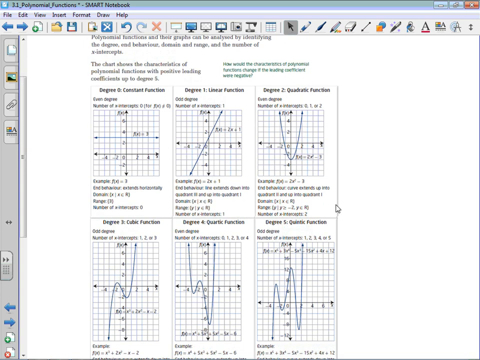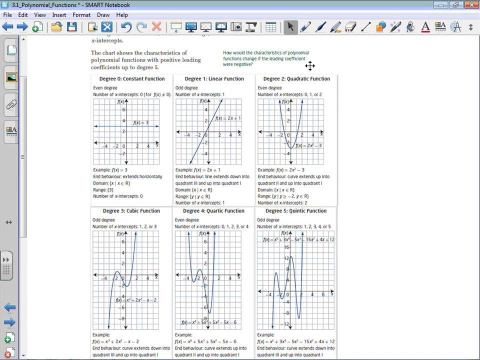Now, a really, really big caveat is in green here. What happens when the leading coefficient is negative? If the leading coefficient is negative, it is very much like what we talked about in chapters 1 and 2, that it would be a reflection across the x-axis. So if the leading coefficient was negative for degree 1, my function would look like this. For degree 3, it would look something like this. For degree 5, it could look something like that.